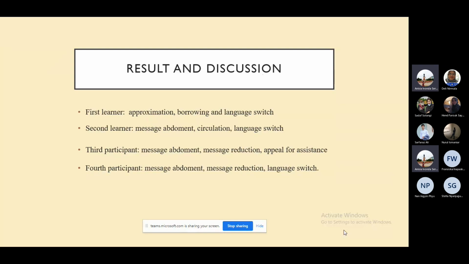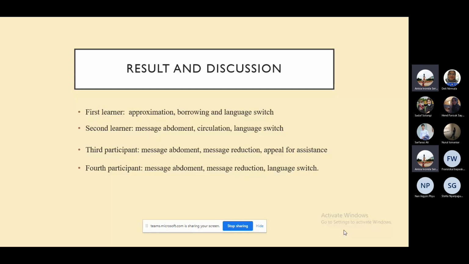Borrowing means the learner uses an L1 item or structure, an item in the first language, to convey their idea or meaning in the second language. A language switch means in the middle of a conversation they switch to Indonesian, if they suddenly feel blank, then they use Indonesian. Message abandonment means the speakers begin to talk about a concept, feel unable to continue, or stop before reaching their communicative goal. This can be indicated when there's a pause before we continue our speaking.